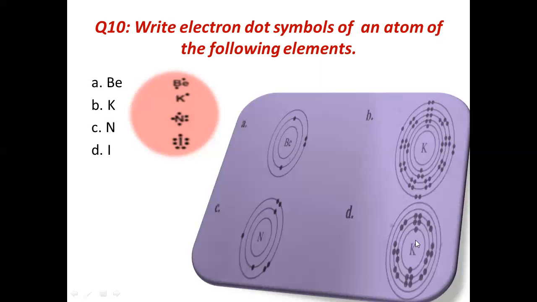And for iodine, this is iodine actually, and this is potassium. So for iodine, 2, 8, 18, and 7 electrons are present in the outermost shell. So you can represent it. This is the better way, dot symbol. This is much better, but you can represent it this way also, or both ways.